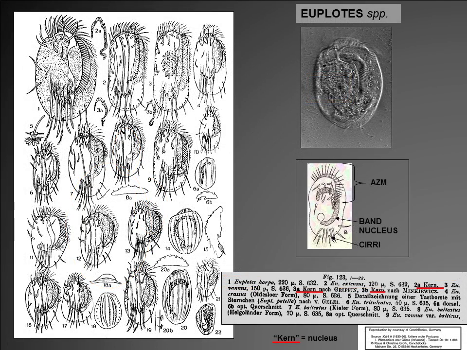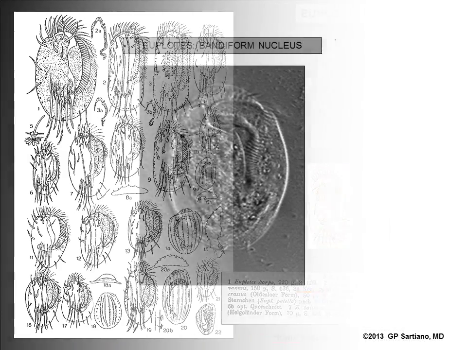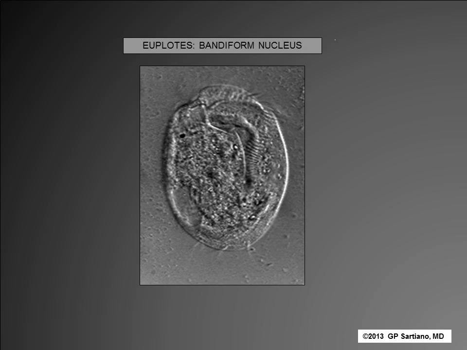The German term Kern is used here to refer to the nucleus. In this photomicrograph, the organism can be seen to have a nucleus which takes the form of a thick strip or semi-twisted band, hence the term bandiform nucleus.